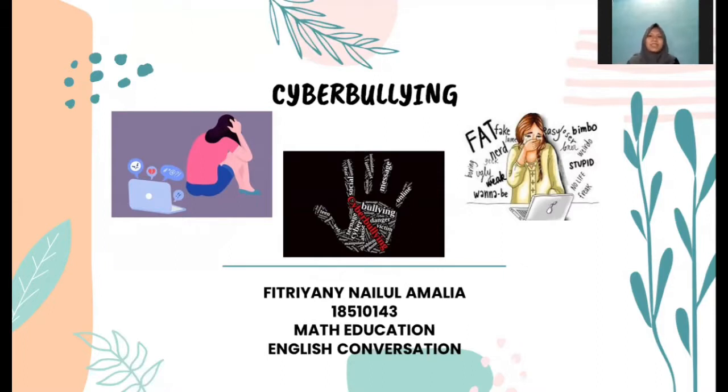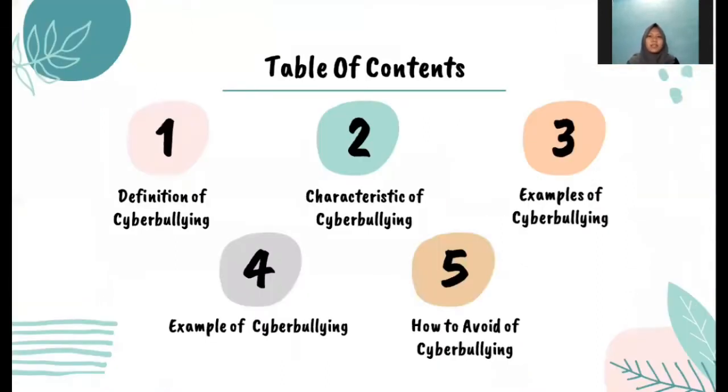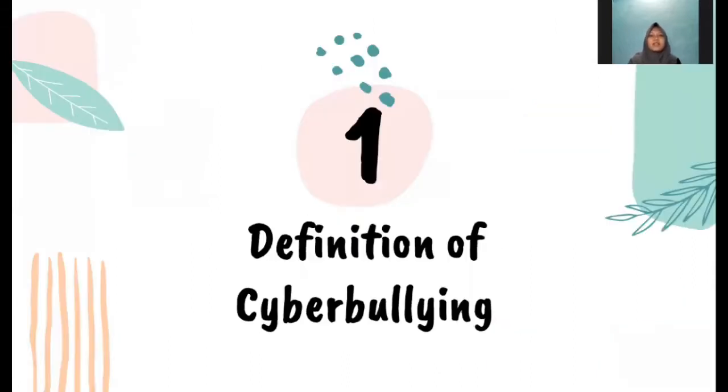This presentation consists of 5 sections. First, I will start by talking about the definition of cyberbullying. Second, I will tell you about characteristics of cyberbullying. The third is about examples of cyberbullying. Fourth, about the effects of cyberbullying. And finally, the fifth is about how to avoid cyberbullying. This presentation will take about 4 minutes. So let me begin with the first slide.